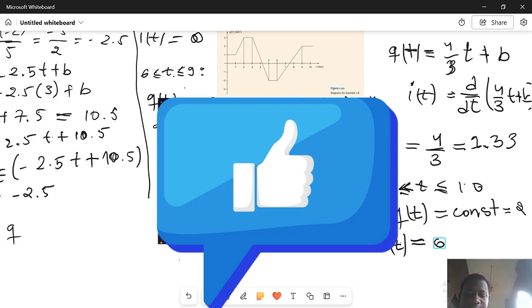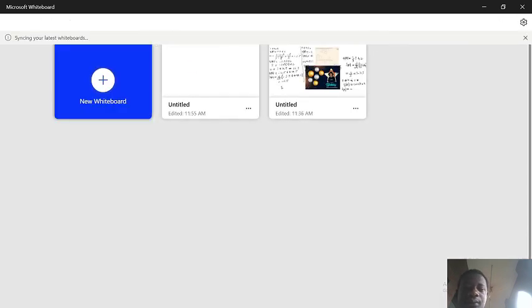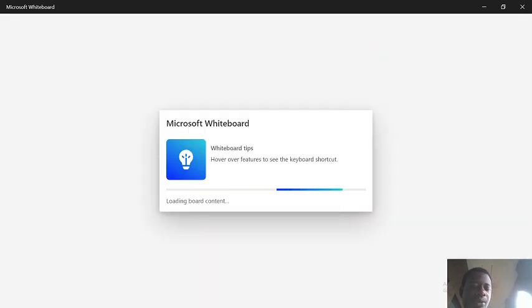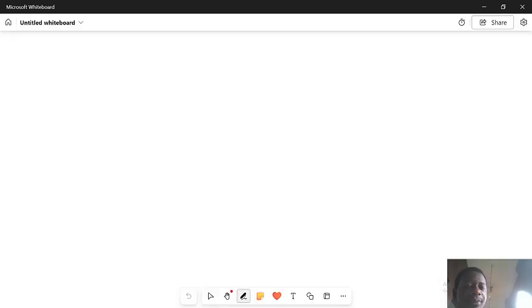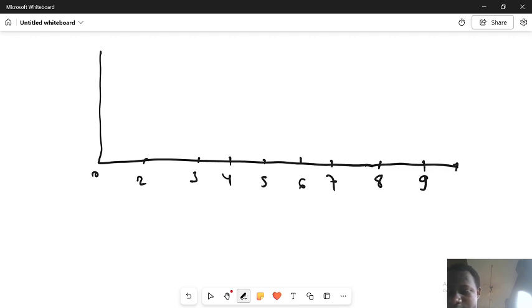Now I'm going to sketch the currents. To sketch the currents, I will start plotting each current for each time. I have 0 from 0 to 2, from 2 to 3, 3 to 4, 5, 6, 7, 8, 9, 10.